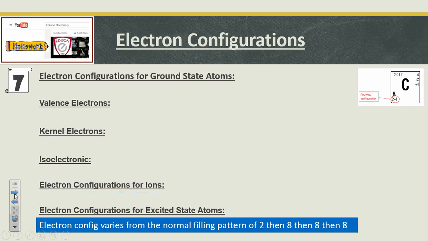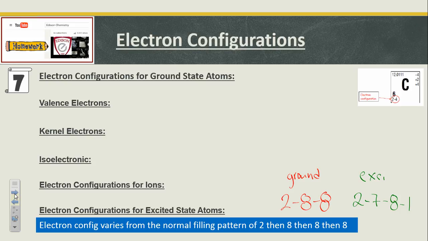So for excited state atoms, this is when you take an electron and you hop it up with some energy to a higher energy level. The electron configuration varies from that normal filling pattern of 2, then 8, then 8. In this type of scenario, you might see something instead of 2, then 8, then 8, that's ground state, because all the electrons are packed in around the nucleus as close as they can get. The excited state for the same atom might be something like 2, then 7, then 8, then 1.